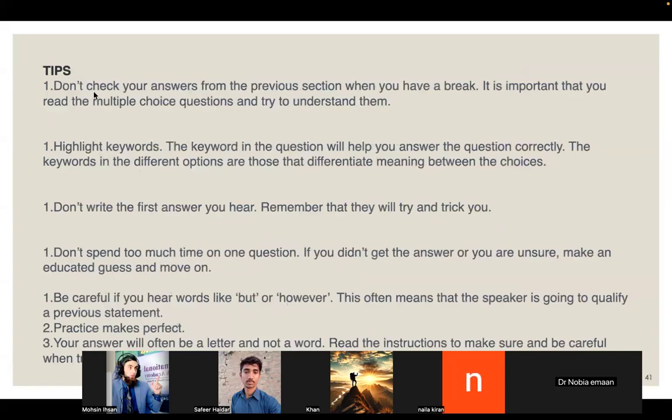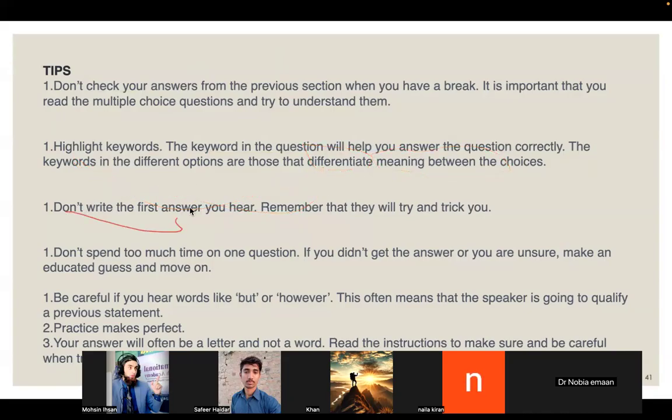Now, again, some tips. Don't check your answers from the previous section when you have a break. Directly, it is important that you read the multiple choice questions. Within the computer based exam, you should move and jump to the next part, right? And the given time, 30 seconds, will be given. Try to focus very much on understanding the questions and underlining the keywords. Highlight keywords. The keyword in the question will help you answer the questions correctly. The keywords in the different options are those that differentiate. If you ask what is a keyword, a keyword actually differentiates meaning between the choices. It differentiates each option from each other.